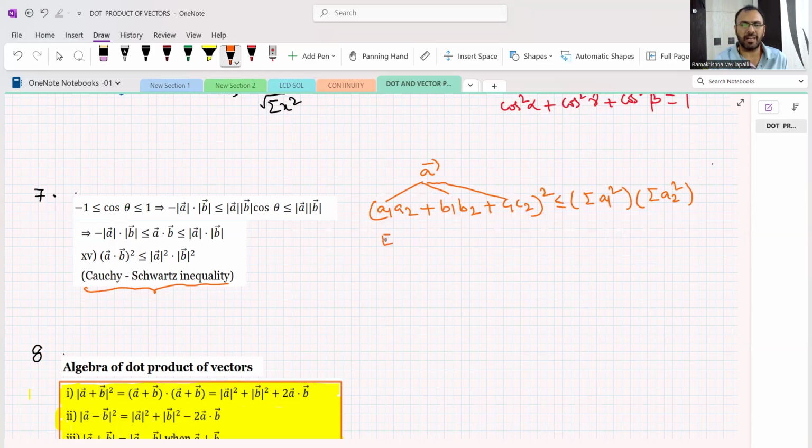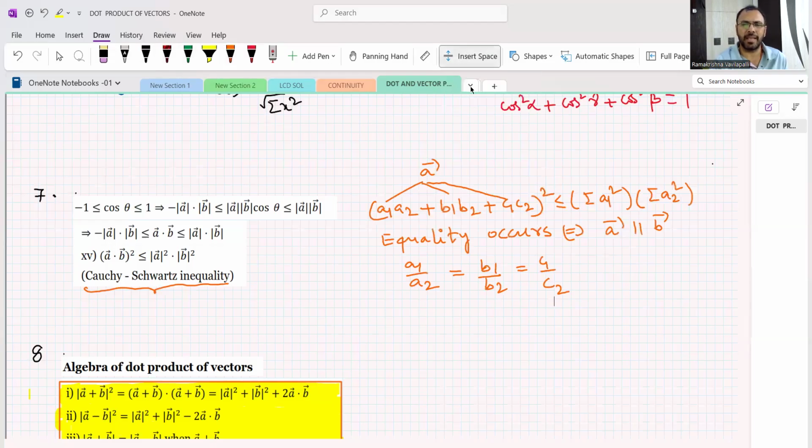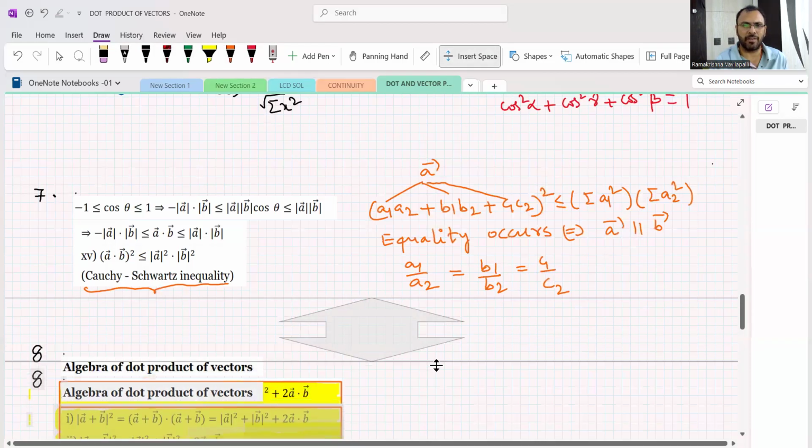Now equality occurs. Means exactly when do we want that equality? Equality occurs when the vectors are parallel, if and only if a bar is parallel to b bar vector. Which means that a1 by a2 is equal to b1 by b2 equal to c1 by c2. Remember, this Cauchy-Schwarz inequality can be extended up to any finite number of quantities.